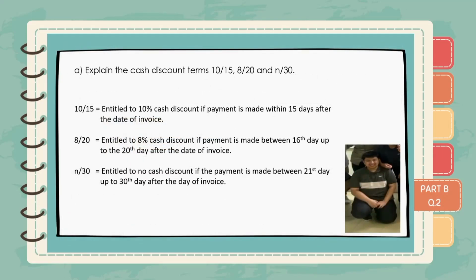Question A. Explain the cash discount terms. So for 10/15, entitled to 10% cash discount if payment is made within 15 days after the date of invoice. For 8/20, entitled to 8% cash discount if payment is made between 16 days up to 20 days after the date of invoice. And N/30 is entitled to no cash discount if the payment is made between 21 days up to 30 days after the date of invoice.